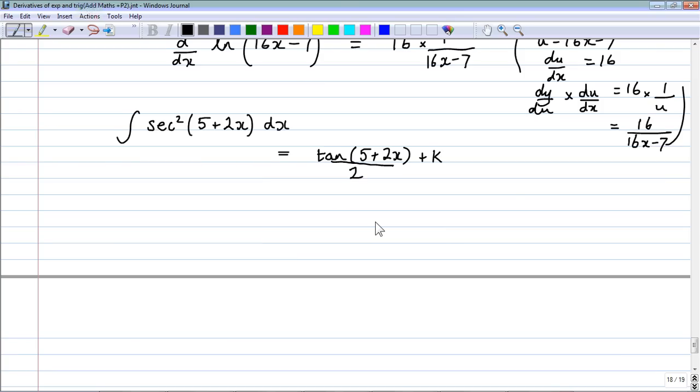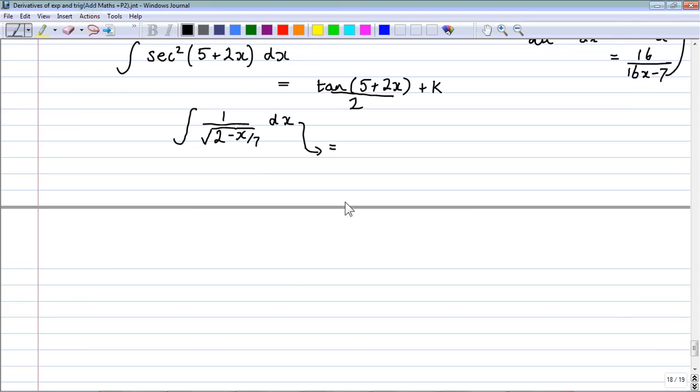Let's try the integral. Now, how can I make this interesting? Okay, let's try the integral of 1 over the square root of 2 minus x divided by 7. So that's a square root dx. What's that equal to? Think about it. Okay, so you should notice this is a power 2 minus x over 7 to the 1/2 dx.